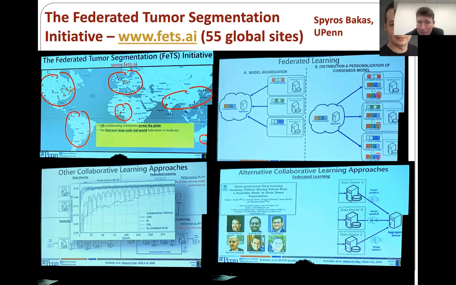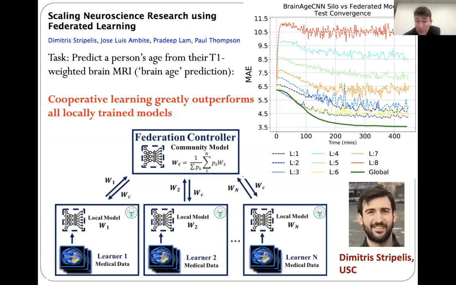even when the data is non-IID. In other words, it's not identically distributed at each site. Work by Dimitri Strepilis here at USC has shown that federated deep learning often outperforms learning on one site's data.